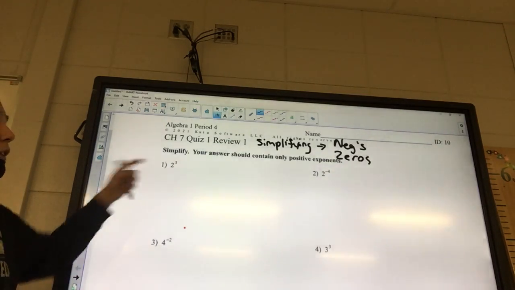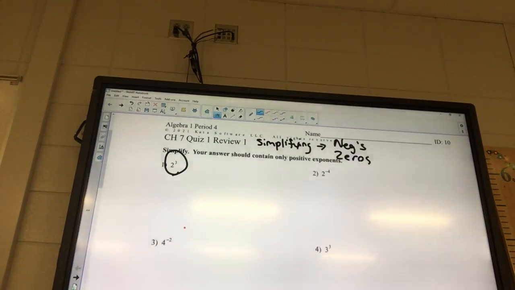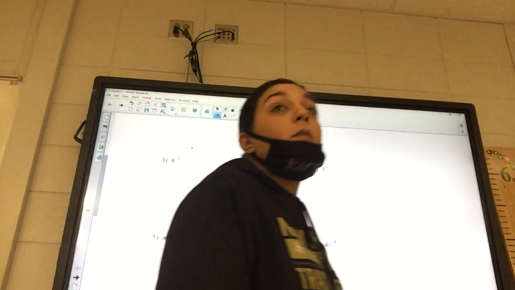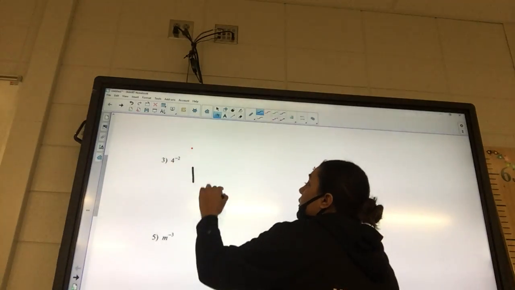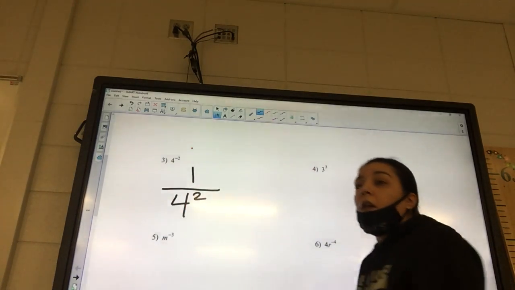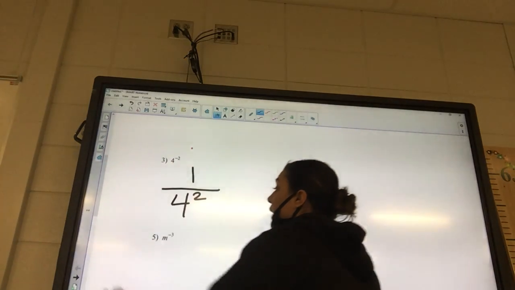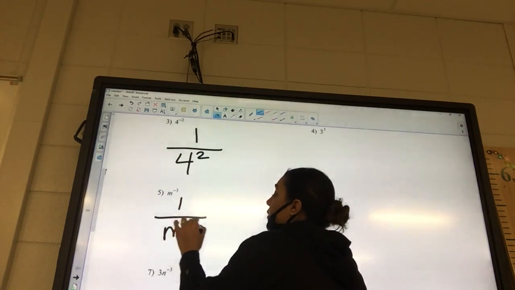So does this one need anything done to it? No, so we just circle it. It's already done. There's no negatives, there's no zeros. What about 3? It's a negative. Where do negatives go? To the bottom. So it's going to be 1 over 4 squared. What about 5? Yeah, there's negatives, so it needs to go to the bottom. 1 over m to the 3.